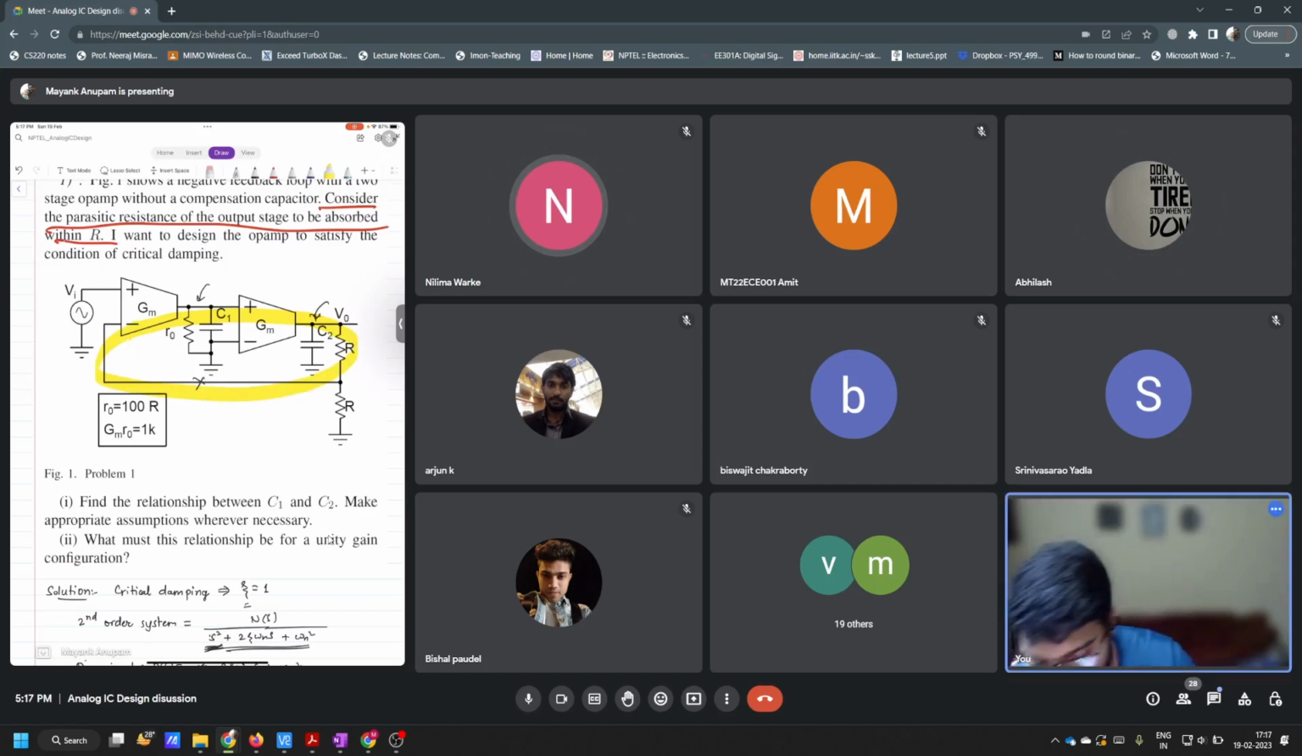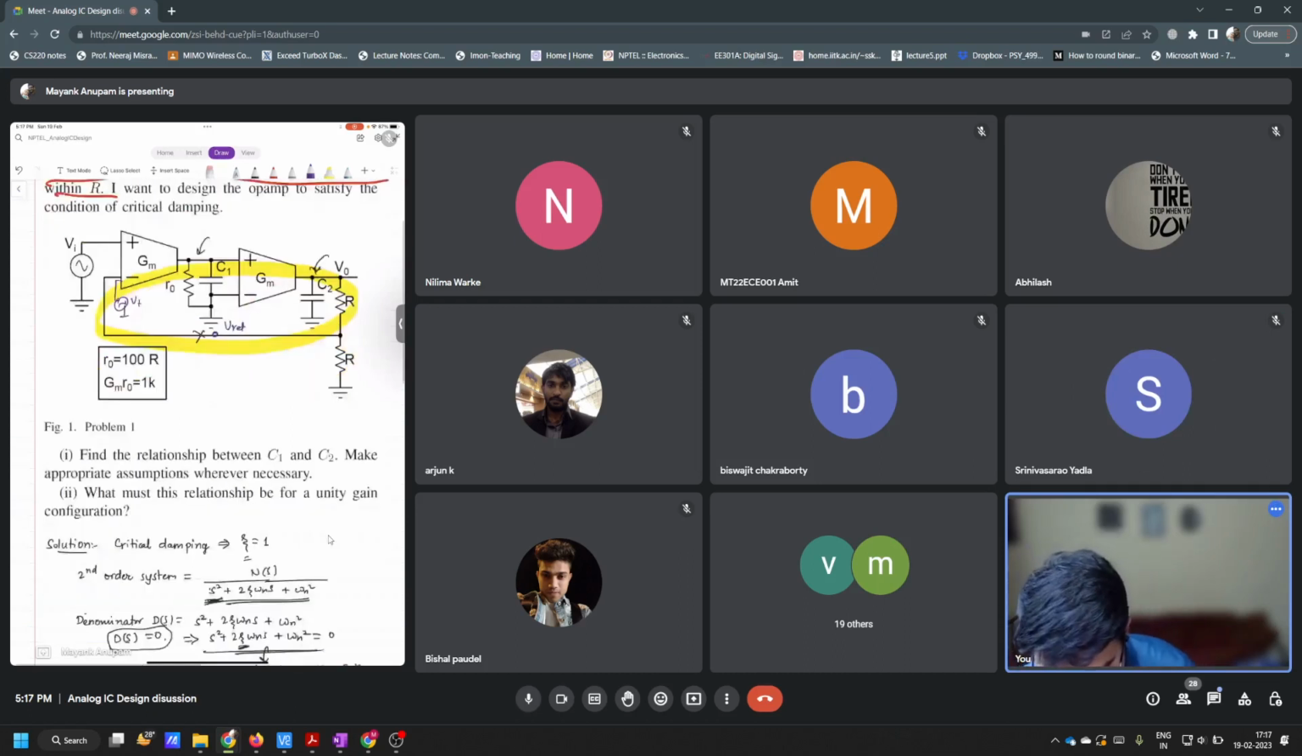And after that, what will I do? I'll apply a test voltage. After breaking the loop here, I apply a test voltage here, Vt. When I apply the test voltage here, I have to find what is the return voltage here, isn't it? So what is the expression for V return? Tell me in terms of Vt. V return in terms of Vt.